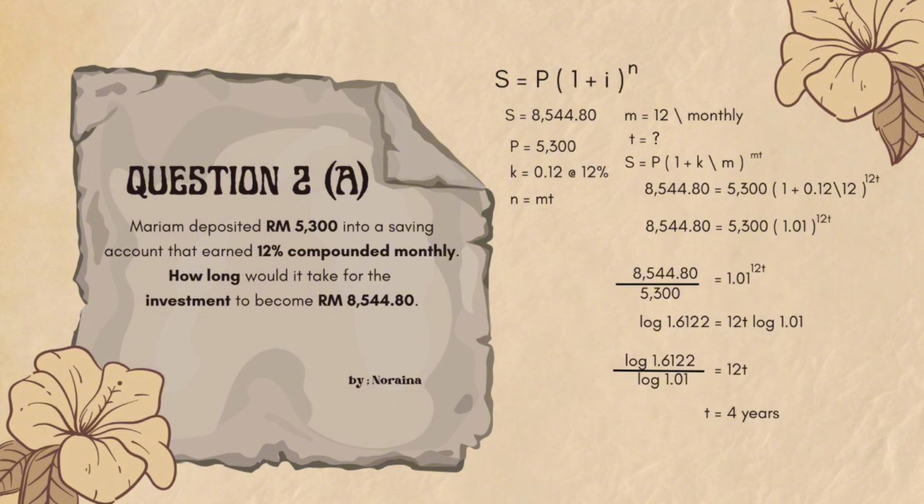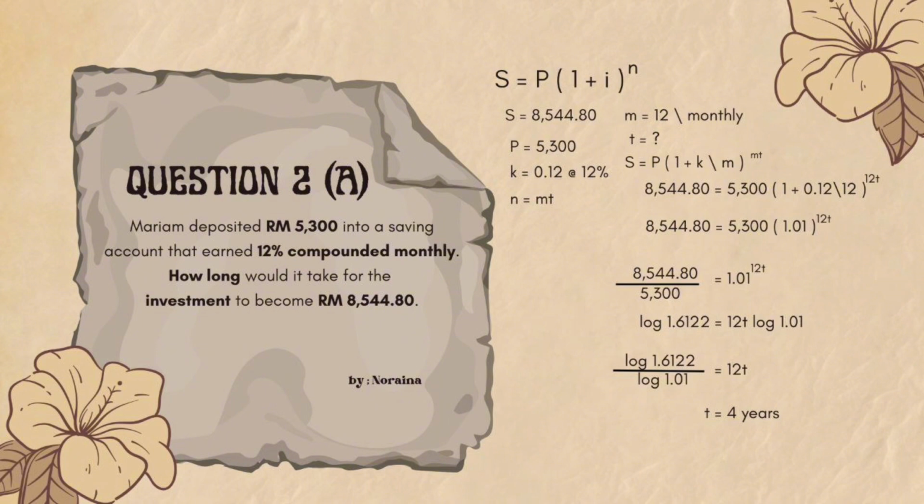To answer this question, we need to apply the future value formula, which is S equal P(1 + i)^N. But this question does not give i. So, we need to find i by using the formula S equal P(1 + k/m)^(mt). However, in this situation, the question did not provide t. Thus, the key issue is that we must find t. Knowing that the question did not include i, we will replace it with k over m.